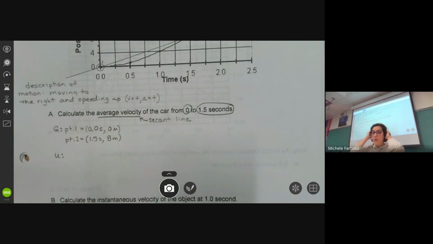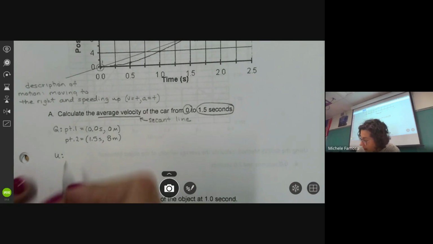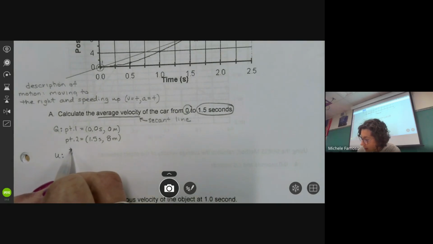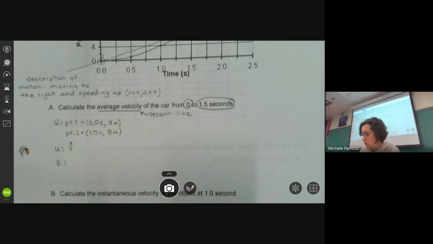Devin, can you tell me what I'm going to write for the unknown? I'm not going to spell it out in words. Can you tell me what? That's right. V bar. That's called V bar. And then add the arrow to it. All right. Next step is the equation.